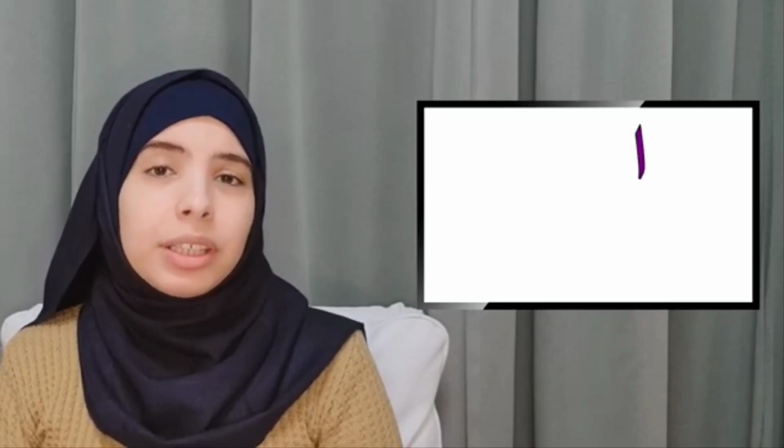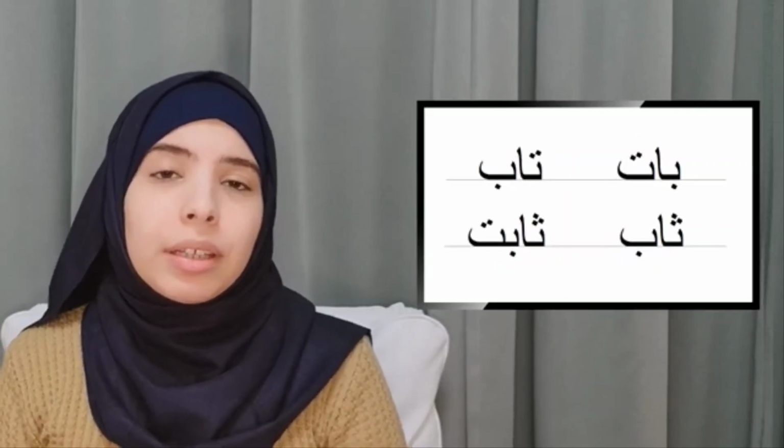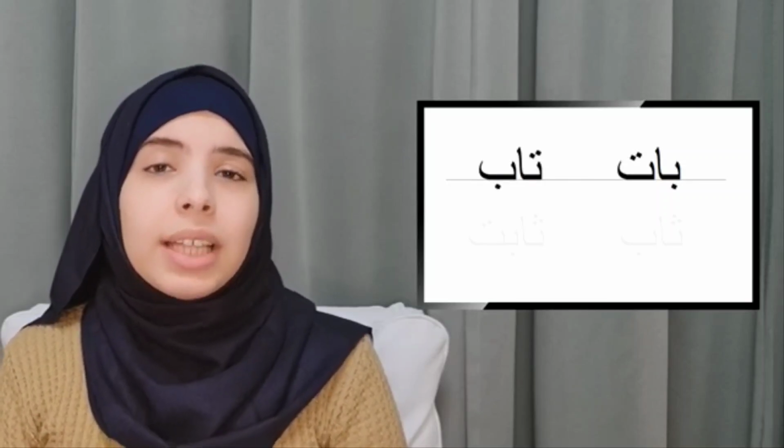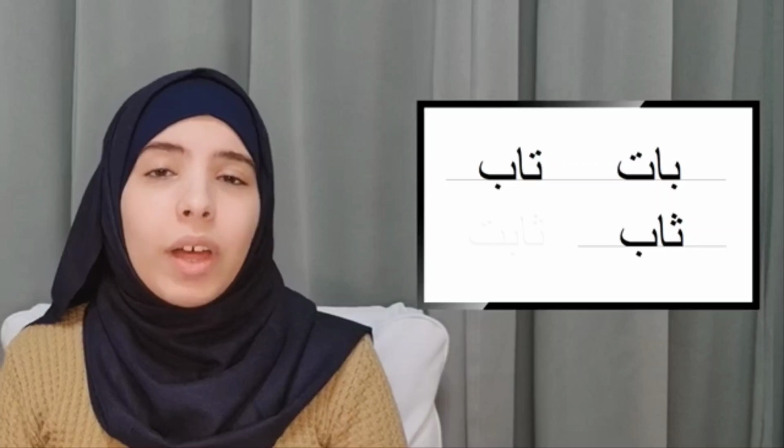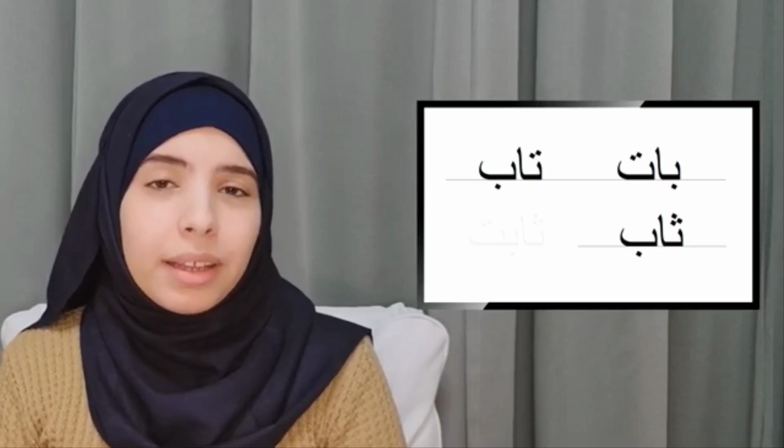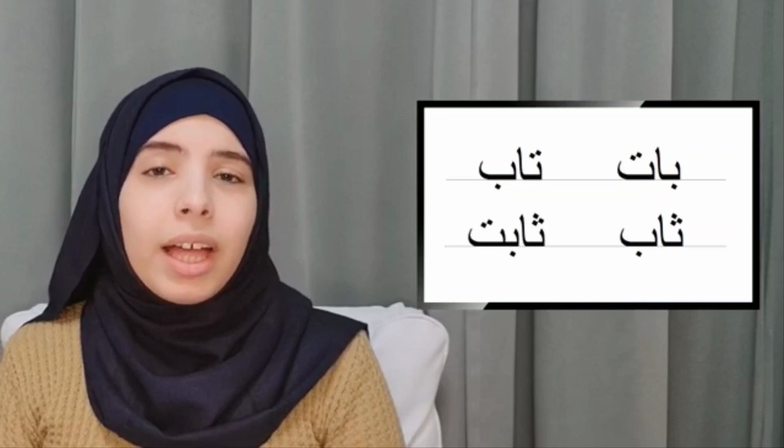We've learned four Arabic letters so far: Alif, Ba, Ta, and Tha. So let's practice some reading. Here we have four Arabic words. The first one is bat. The second one is tab. And this is thab. Finally, thabit.